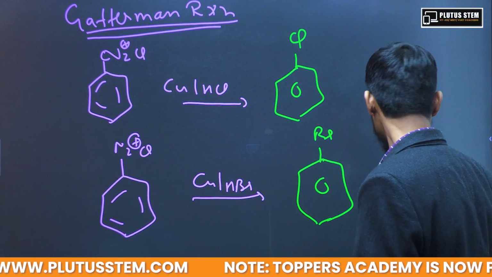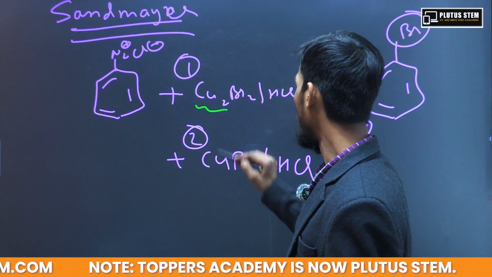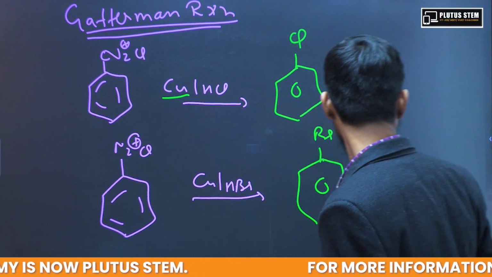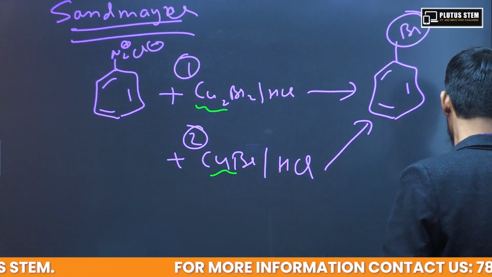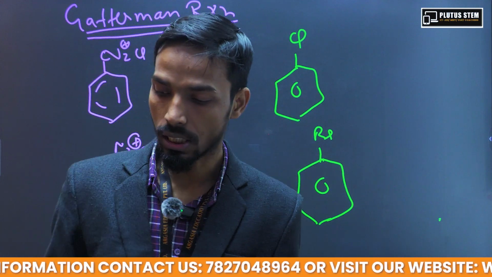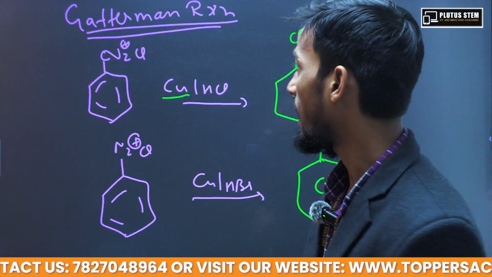The only difference is here we are using Cu2Br2 or CuBr. In this we are taking simply copper with HCl, and in this case we are using HCl and HBr. So these were the various ways how we can prepare aryl halide, or you can say aryl chloride and aryl bromide.